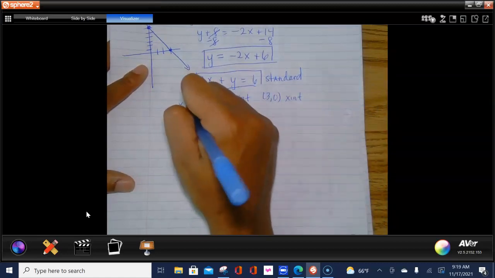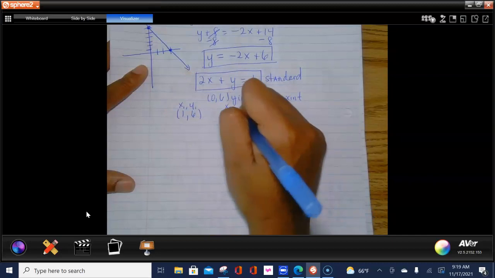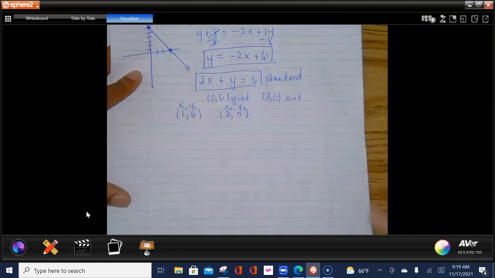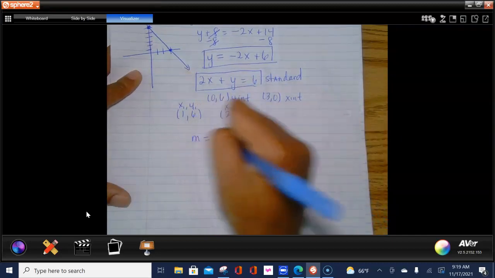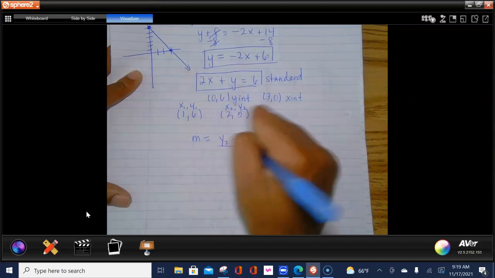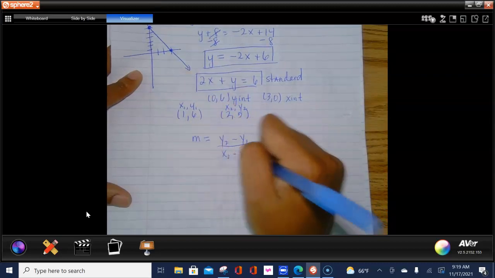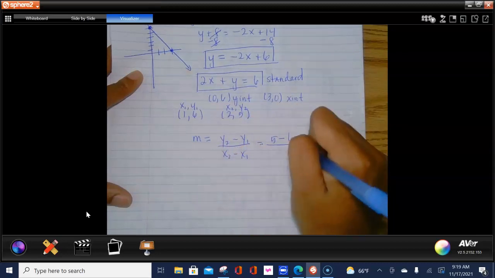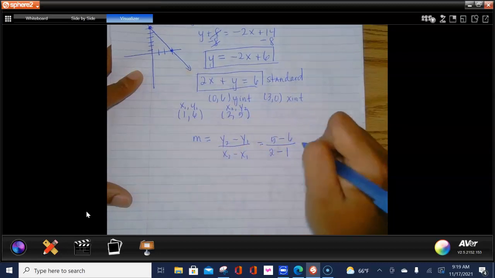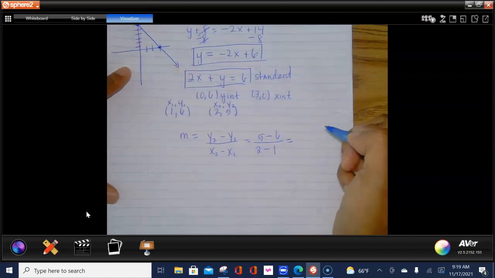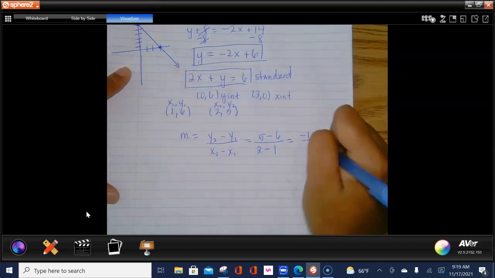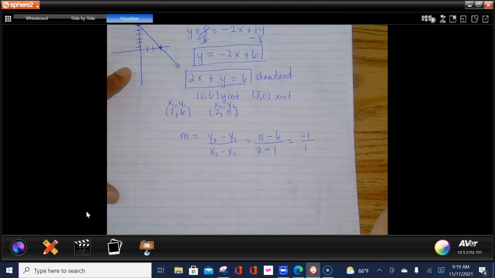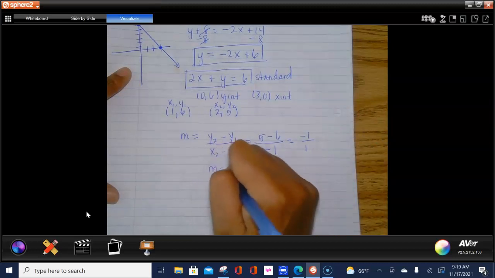So this is my x1, y1. This is x2, y2. And the formula says m equals y2 minus y1 over x2 minus x1. So I'm going to do 5 minus 6, 2 minus 1. Pause the video if you don't see where I got that from. And this would be negative 1 over 1. Okay, so my m is equal to negative 1.